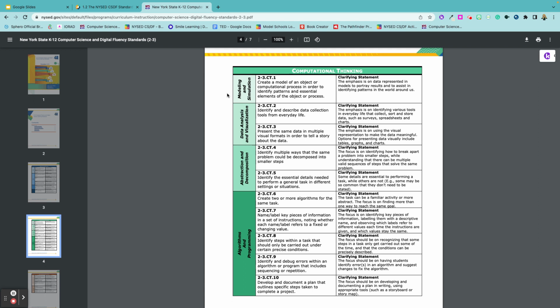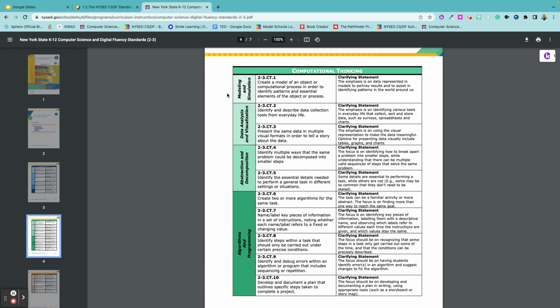And then in CT5, we're talking about identifying the essential details needed to perform a general task in different settings or solutions. So some details are essential in performing a task while others are not. For example, some may be so common that they don't need to be stated. So you can think about the ways you break down a math problem, or you solve a question, or where you find information, and think about the tasks that you do to get that information.